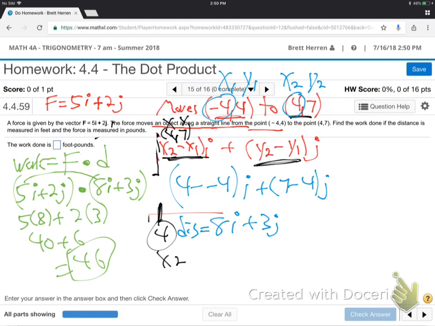All right, how are we doing? This making sense? So it's just force vector, distance vector, dot product. And if they give you 2 points, you take the difference of x's for your i and the difference of y's for your j. They're going to give you both of those in the next question. You ready? You good with that one?